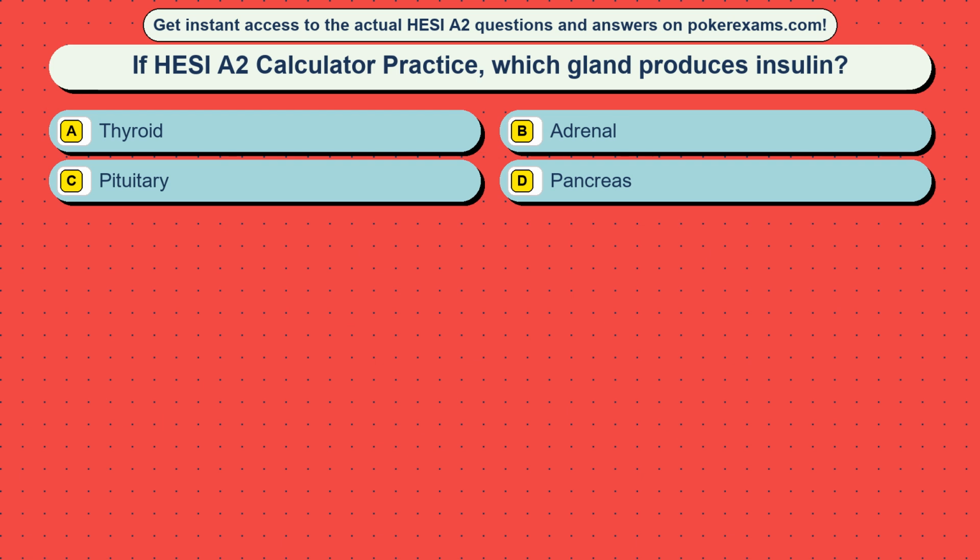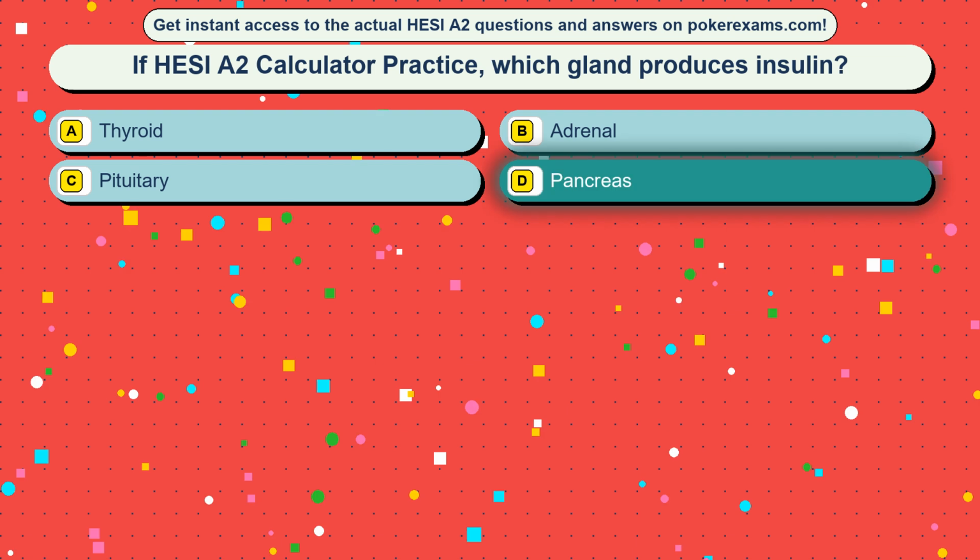Question 30. If HESI A2 Calculator Practice, which gland produces insulin? Option A, thyroid. Option B, adrenal. Option C, pituitary. Option D, pancreas. The correct answer is option D, pancreas.